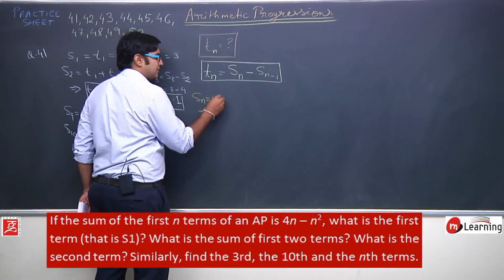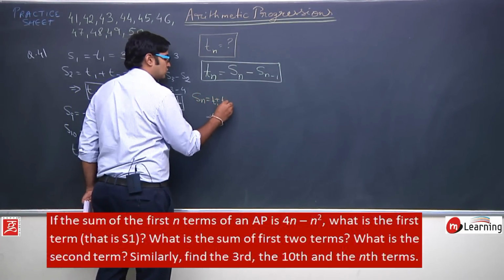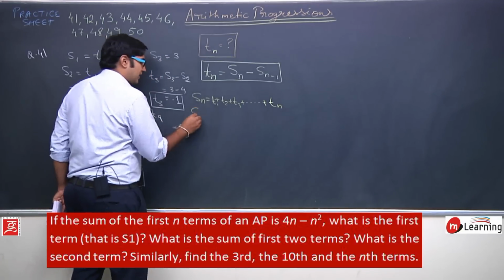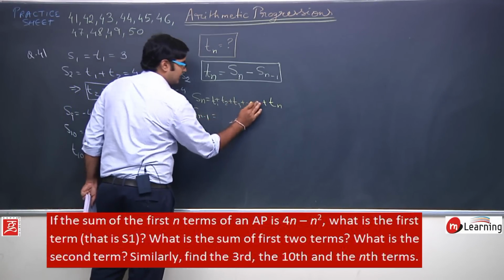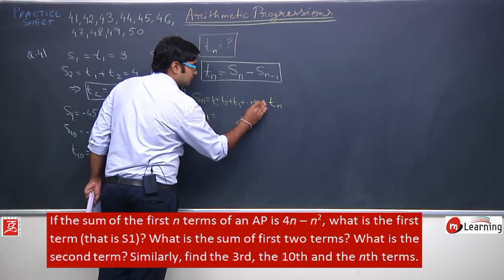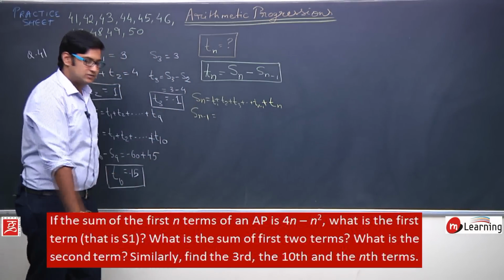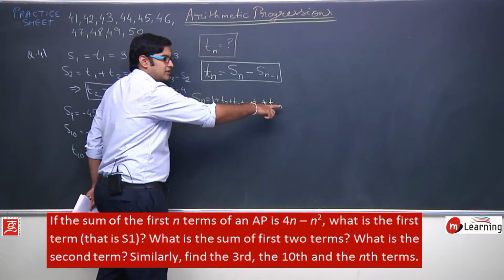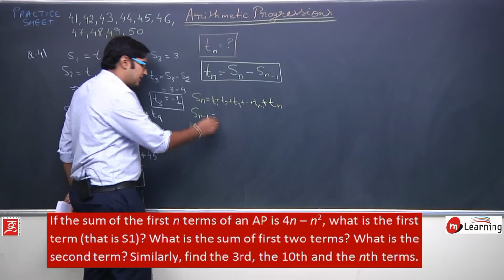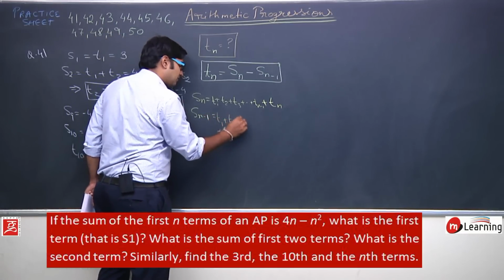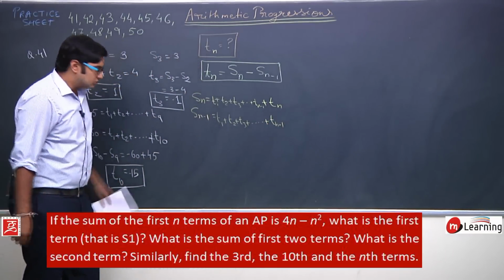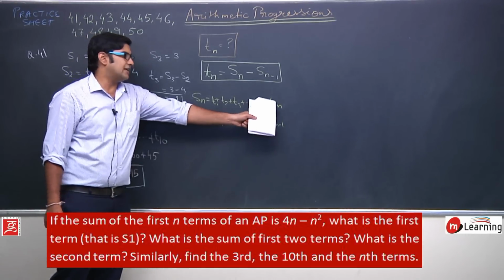Sn, the sum of n terms, will represent T1 plus T2 plus T3 up to Tn minus 1, then Tn. So these are n terms. And what is the sum of n minus 1 terms? It will be T1 plus T2 plus T3 plus up to only Tn minus 1. If I subtract these two values I will be left with Tn only.